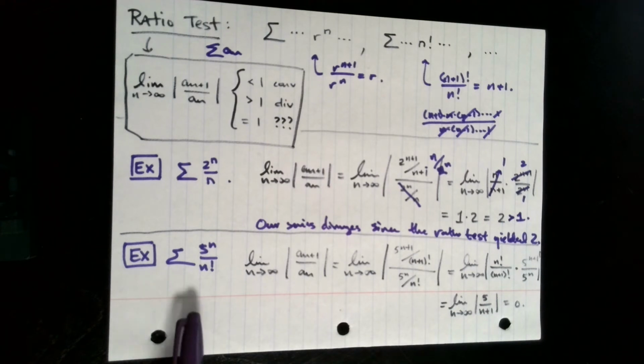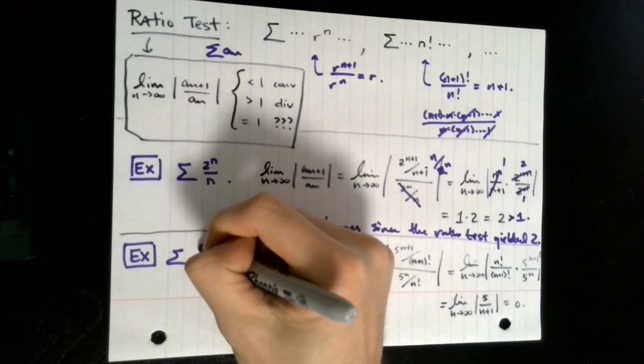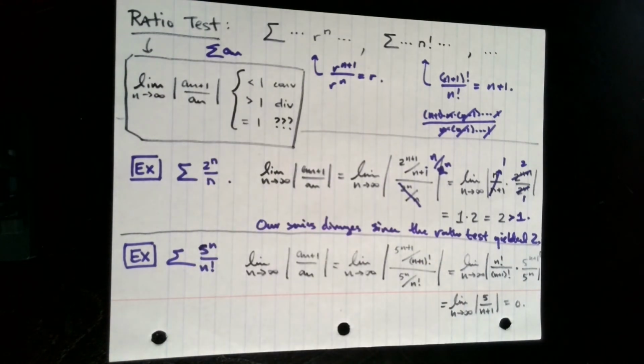So let's look at this next series down below. That's a 5, by the way. This next series is 5 to the n over n factorial. Note, this actually has both of the indicators of the ratio test. It has both a factorial and a factor to the nth power. So this almost certainly is going to work well with the ratio test. Let's play out the ratio test.